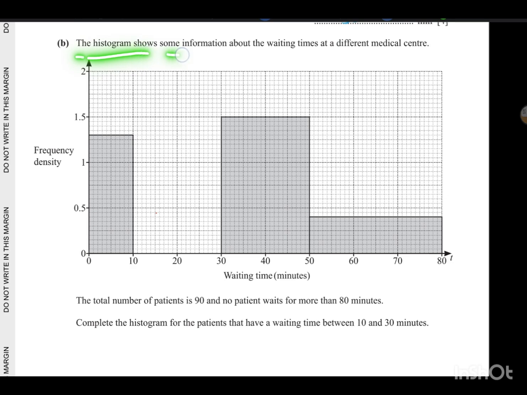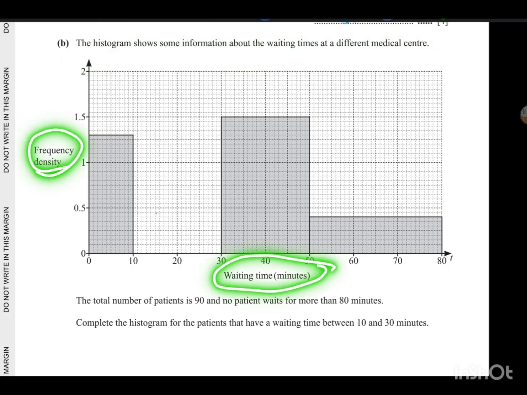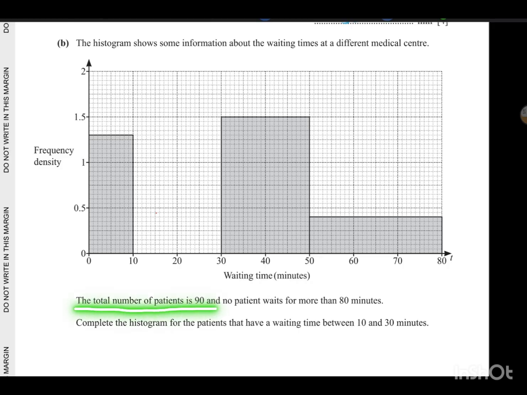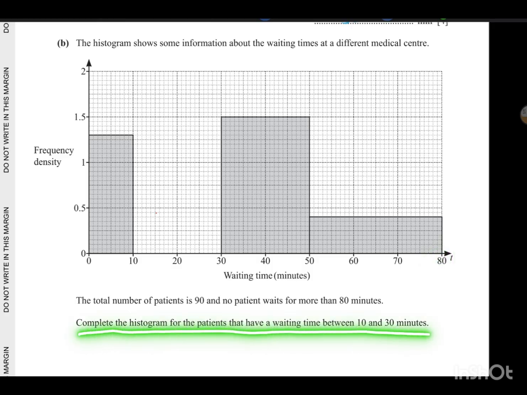The histogram shows some information about the waiting times at different medical centers. Frequency density on the vertical axis, waiting time on the horizontal axis. The total number of patients is 90 and no patient waits for more than 80 minutes. Complete the histogram for the patients that have waiting time between 10 and 30. So now we need to complete this part of the histogram.